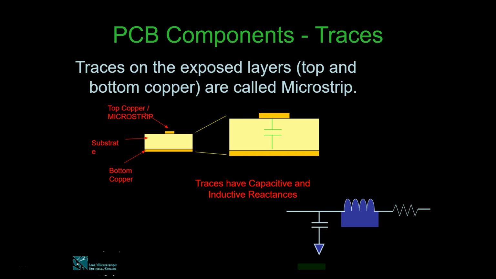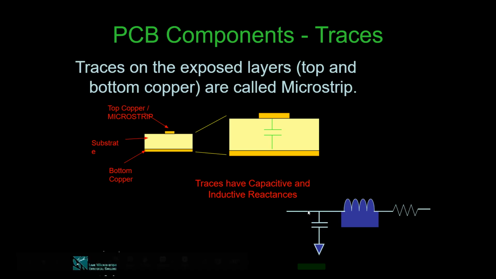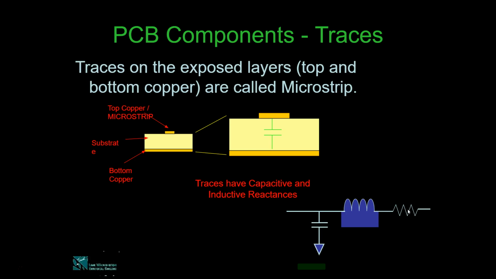An advanced designer will use these properties to their advantage. So here, trace capacitance depends on the width and dielectric constant of the substrate. And trace inductance depends mostly on the length of the trace. And trace resistance, as we have already seen, depends on the thickness of the trace and length.